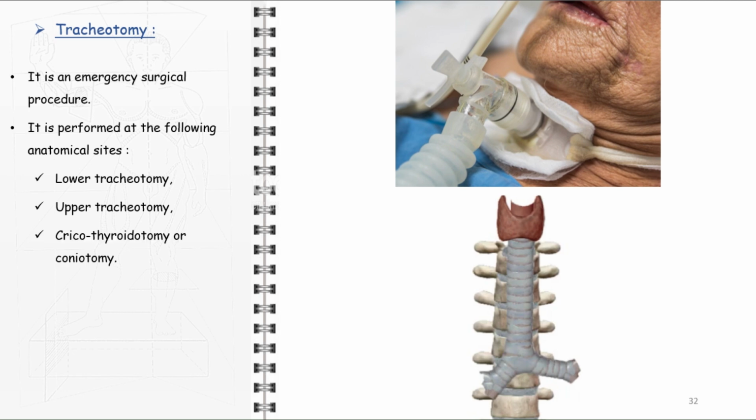And cricothyroidotomy or coniotomy, also known as an intercricothyroid laryngotomy, involves making a transverse incision at the level of the cricothyroid membrane, or elastic cone.